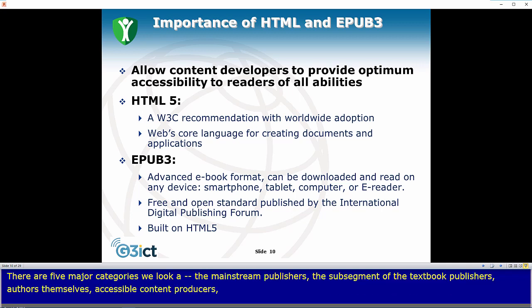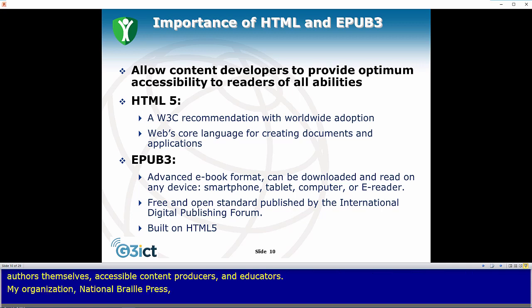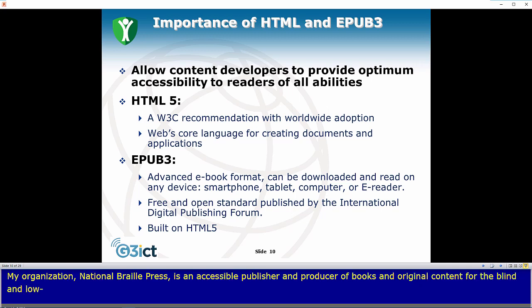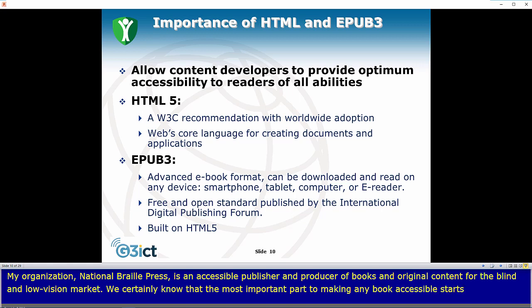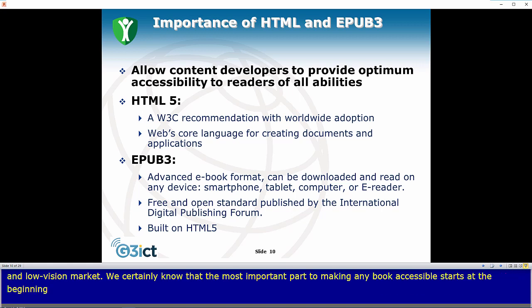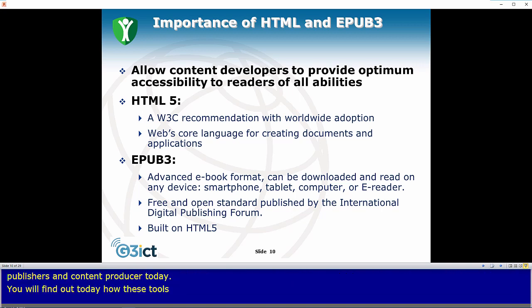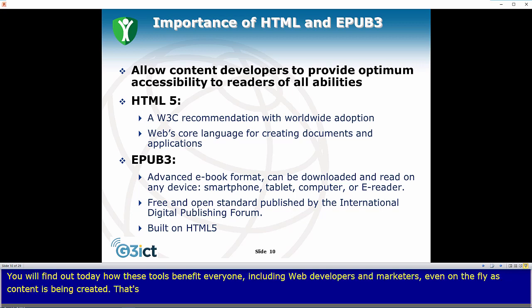My organization, National Braille Press, is an accessible publisher and producer of books and original content for the blind and low vision market. We certainly know that the most important part to making any book accessible starts at the beginning of that pipeline, so the content is born accessible, not an afterthought. And we really need to emphasize that to all publishers and content producers today. You will find out today how these tools benefit everyone, including web developers and marketers, even on the fly as content's being created. And that's what I think is really exciting, that these tools provide that capability. And publishers can also repair older content easily with these exciting advancements.